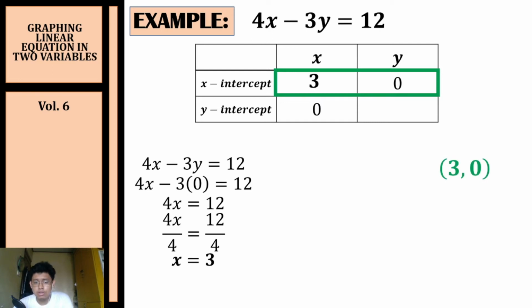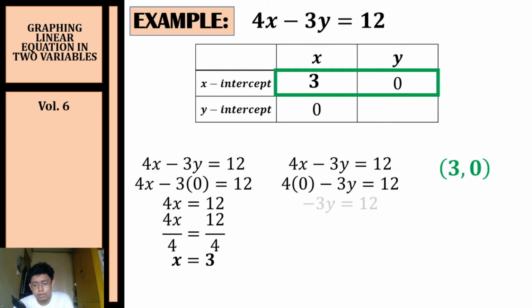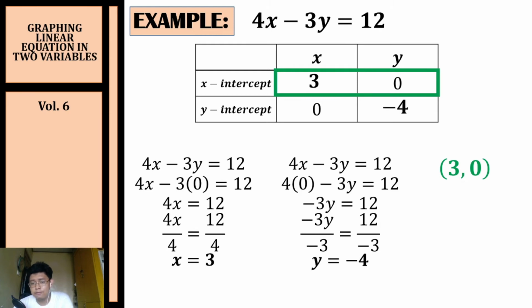Then, let's proceed to our y-intercept. To get our y-intercept, we're going to replace the value of x by 0 and solve for the value of y. Using the same equation, we substitute the value of x by 0 and then solve for the value of y. So we will have negative 3y is equal to 12. Dividing both sides by negative 3, y is equal to negative 4. Our y-intercept will have a coordinate of (0, negative 4).